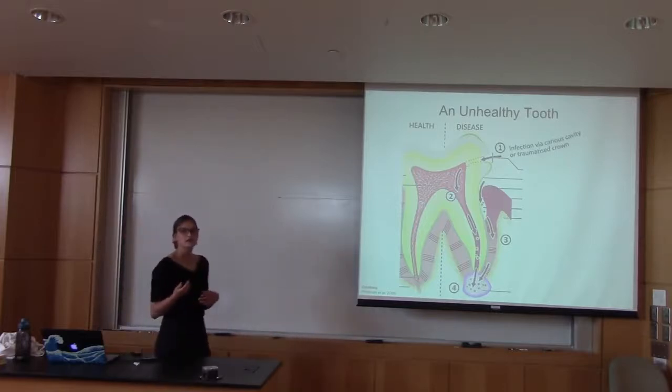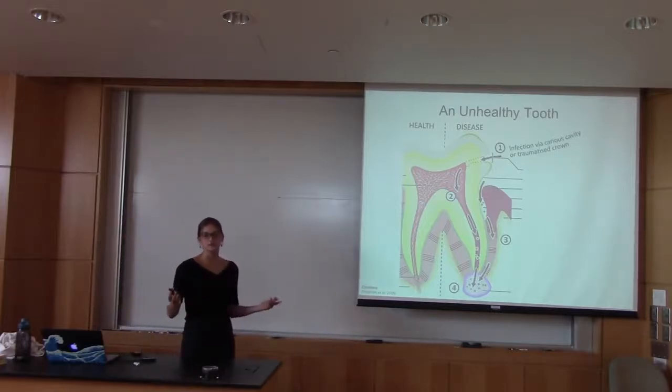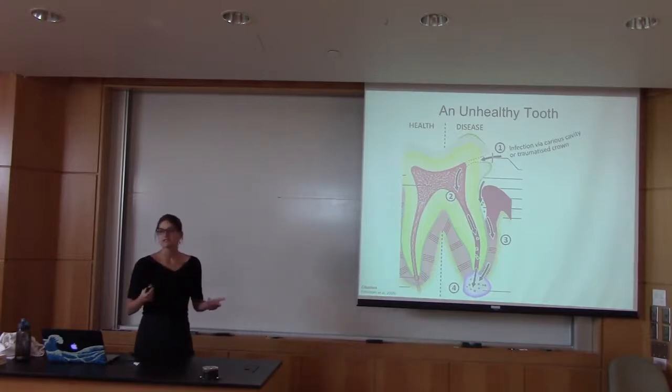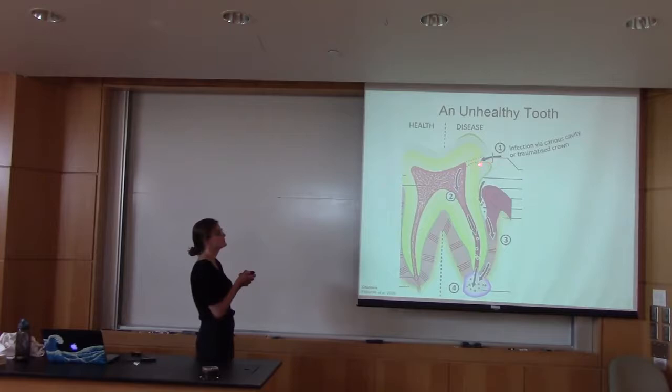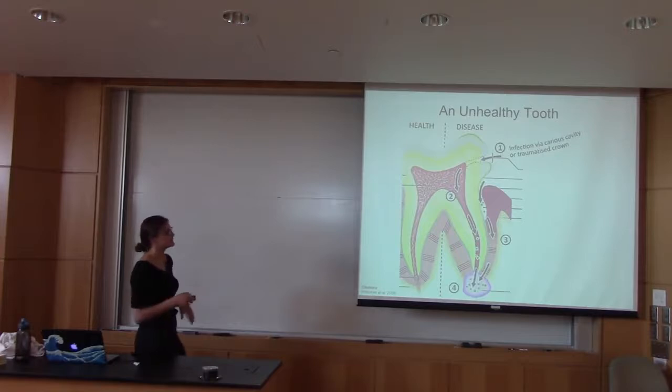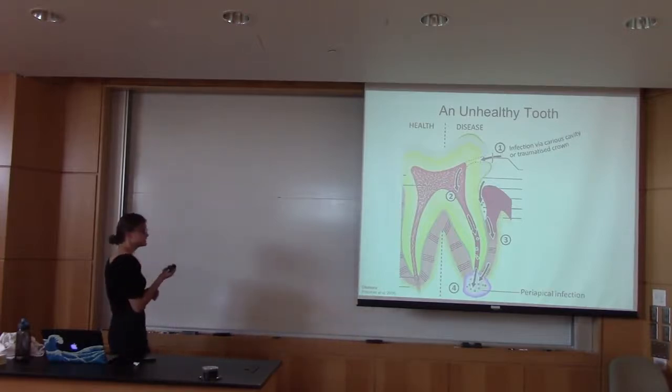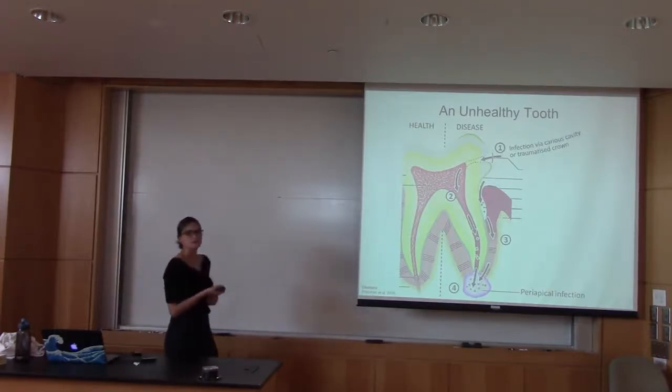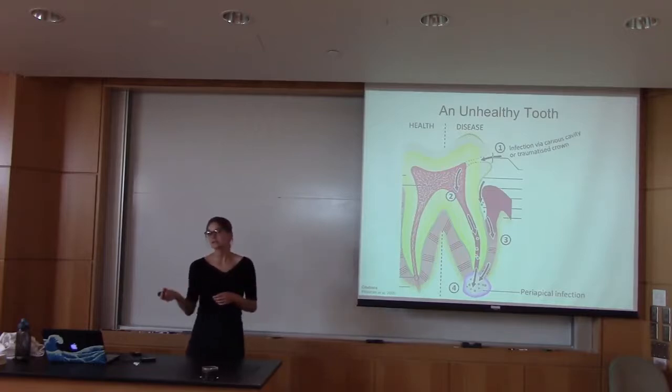If a dental carie is allowed to go on long enough, it essentially creates a hole in the tooth where the bacteria can pass through that initial dentin and enamel layer into the center of the tooth and travel to the root, where it can cause a periodontal infection. And this infection will cause inflammation that can then be transmitted through the rest of the body.